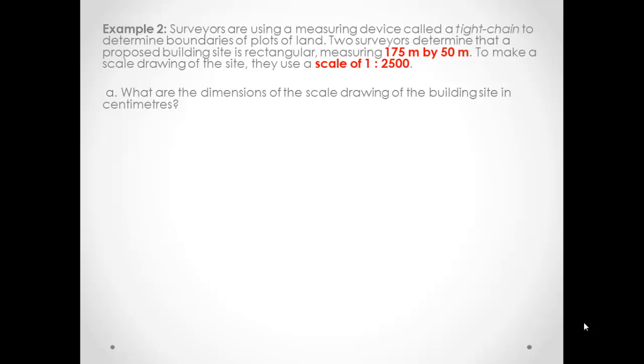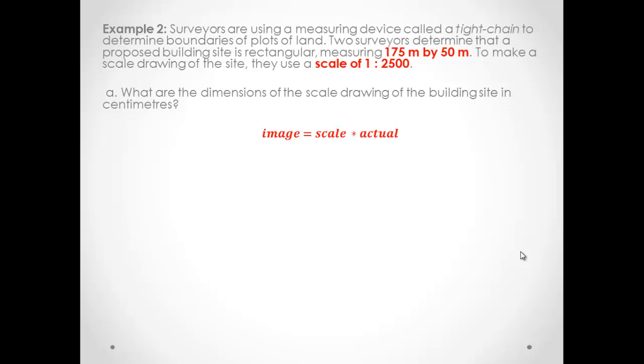Okay, next example here. We are told that surveyors are using a measuring device called a tight chain to determine boundaries of plots of land. These two surveyors determined that a proposed building site is rectangular, measuring 175 meters by 50 meters. So that's the actual size. To make a scale drawing of this site, they used a scale of 1 to 2,500. Obviously if they're making the drawing, it's going to be much smaller, right? So what are the dimensions of the scale drawing of the building in centimeters?